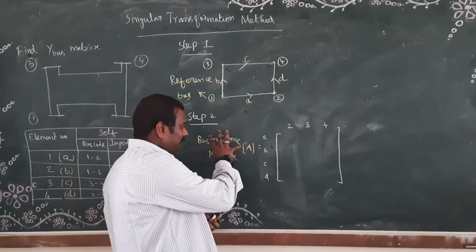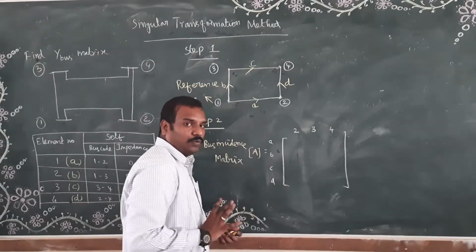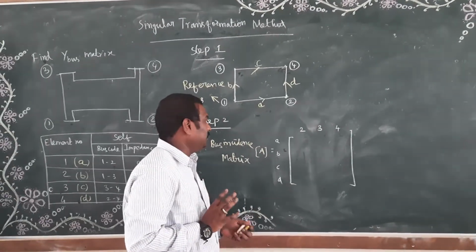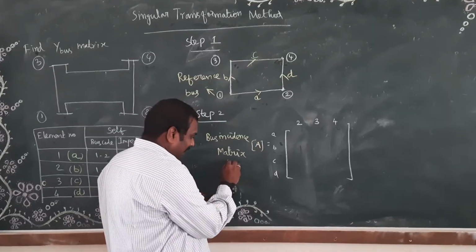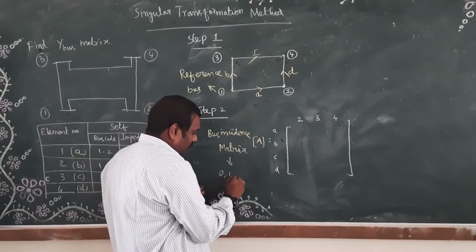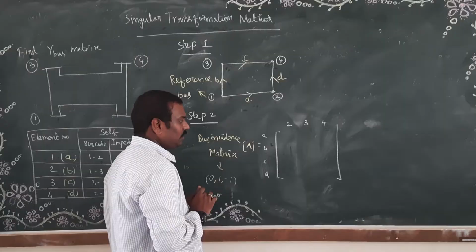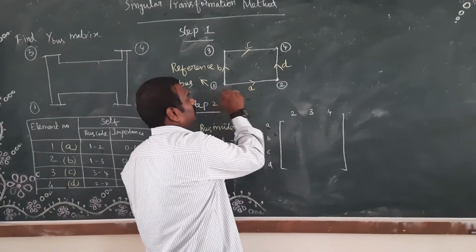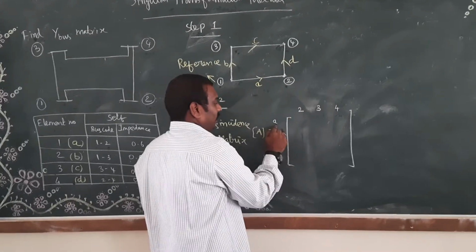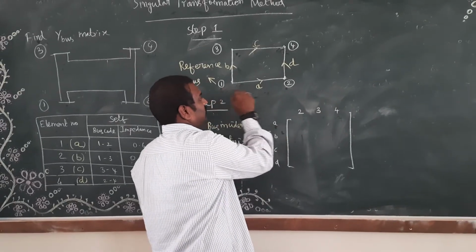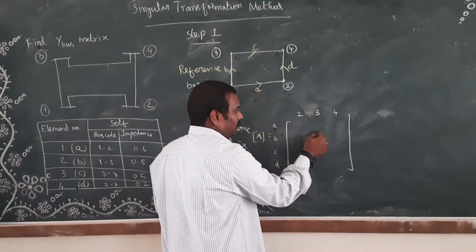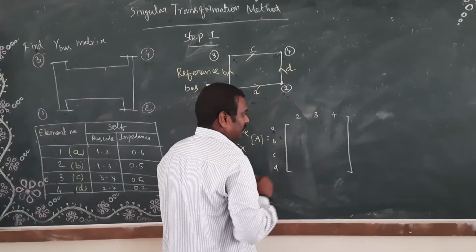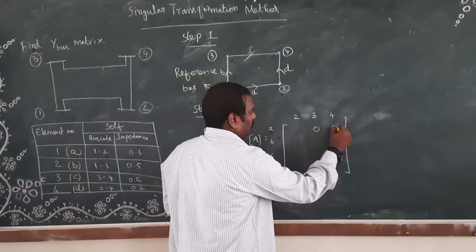Now this bus incidence matrix should be filled. Only 3 values can be filled in the bus incidence matrix: 0, 1 and -1. Now the edge A is connected between the first bus and the second bus. So A is related with only the first bus and the second bus. So the third bus and fourth bus columns can be written as 0 and 0.